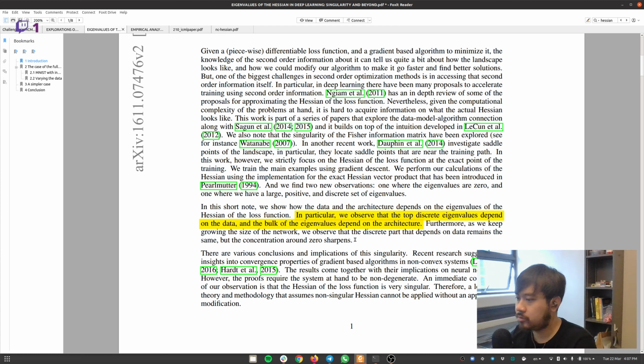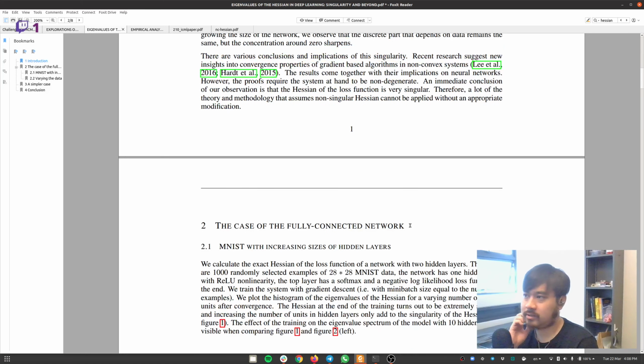There are various conclusions and implications of this singularity. We recently suggested new insight into convergence properties of non-convex systems. The results come together with implications for neural networks. However, the proofs require the system to be non-degenerate, but the Hessian here is very singular. Therefore, a lot of the theory does not work. Yeah, non-singular Hessians.